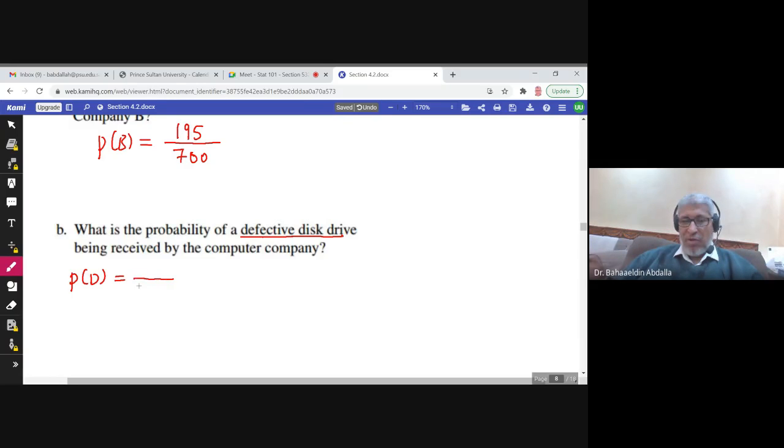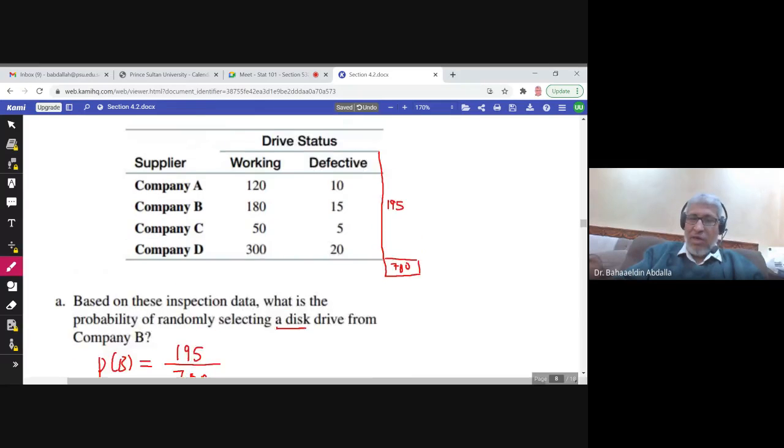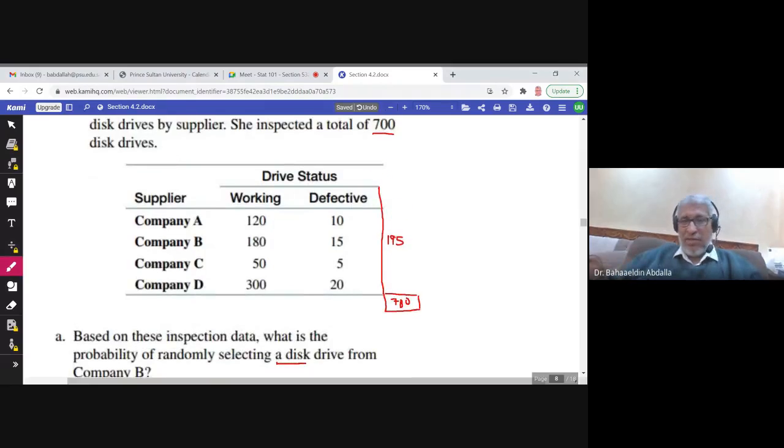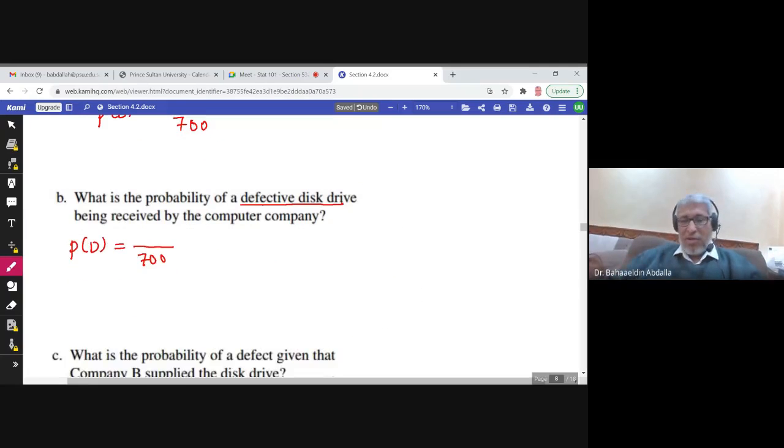Well, the total number of disks is 700, and we would like to know how many defective disks there are in the total. So these are the defective disks from all the companies. If you add all of them, 20, 30, 20, the total number is 50. So there are 50 defective disks. So the probability of a defective disk being selected is 50 over 700.